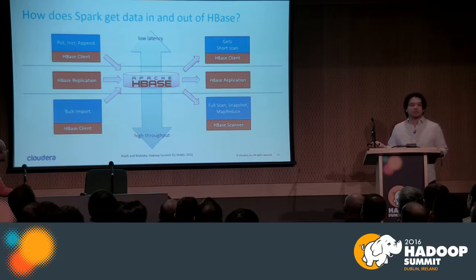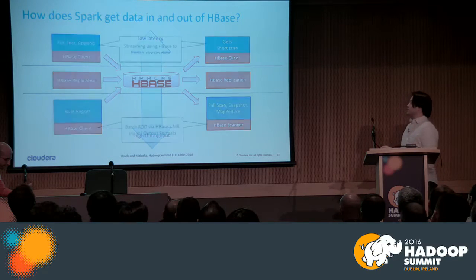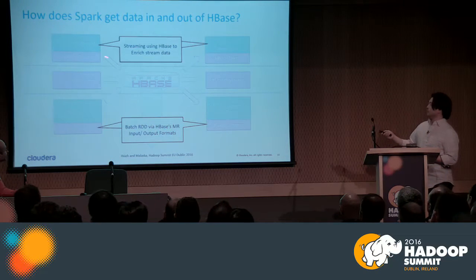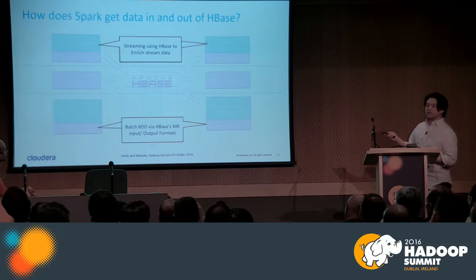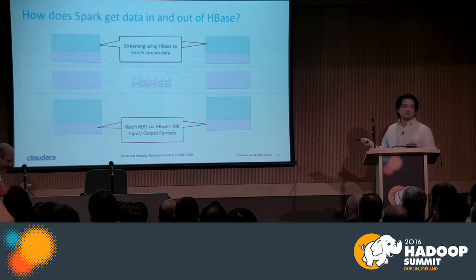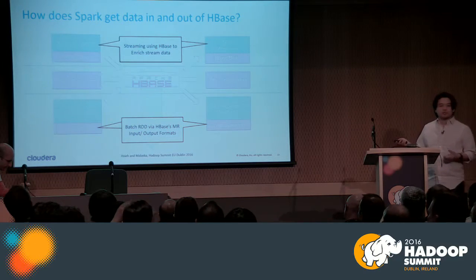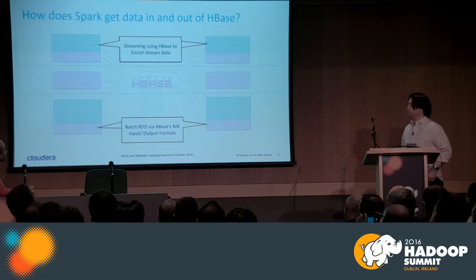So we had our picture here before about how we get data into and out of HBase. And what we've done is we've basically added 2 things. We've added the streaming so that we can get and put data into HBase in near real time. And we have the traditional batch mechanisms using the RDDs or data frames to batch insert or to batch read data from HBase.